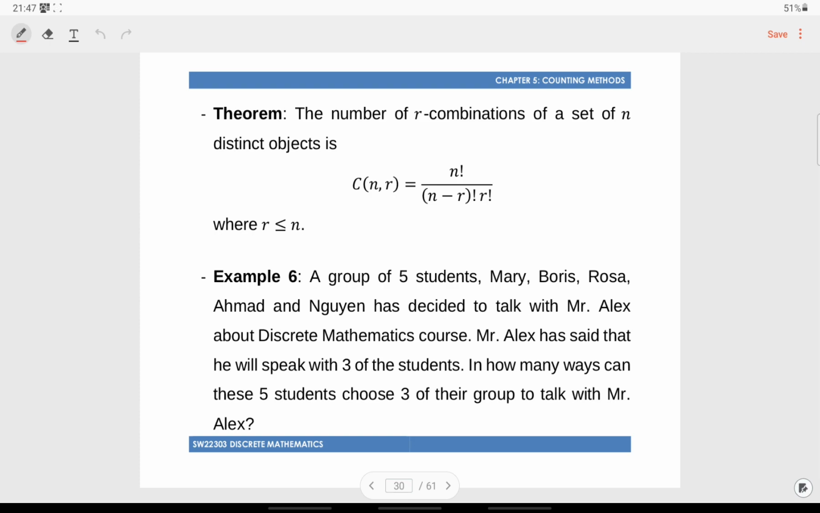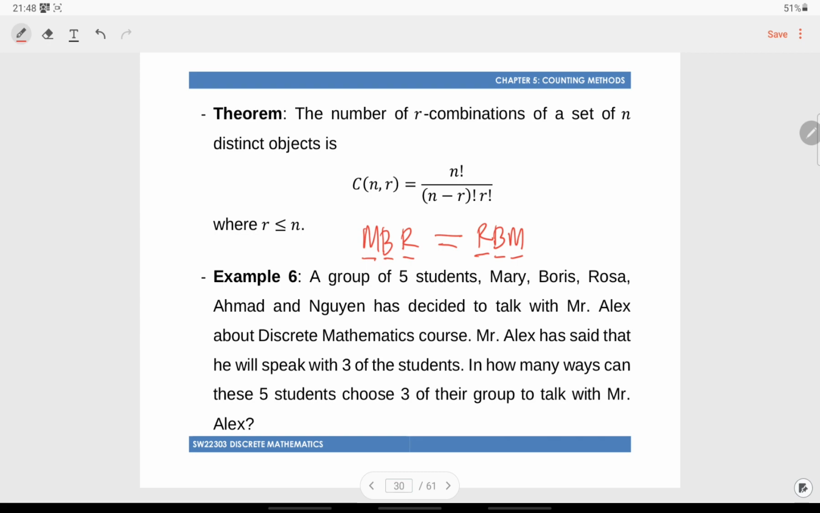So in this case, is it the same if Mr. Alex talked to Mary, Boris, and Rosa, or Mr. Alex talked to Rosa, Boris, and Mary? Actually they are the same students. Okay, they are the same students. So that means the order doesn't matter. Whether M comes first, B comes later, and followed by R, it still represents the same students if we write it as R, B, and M.